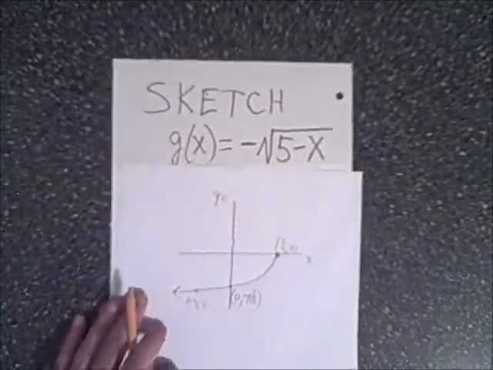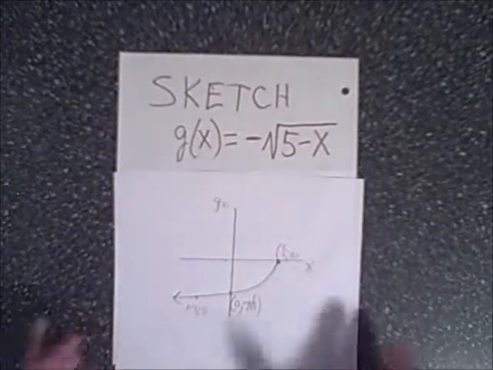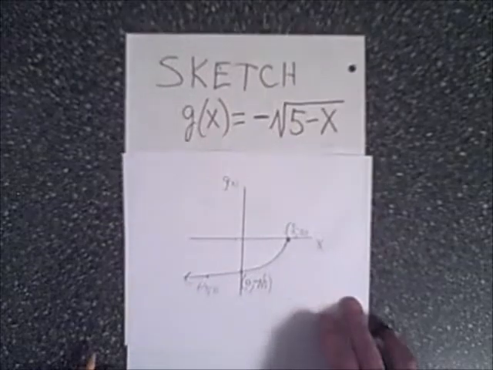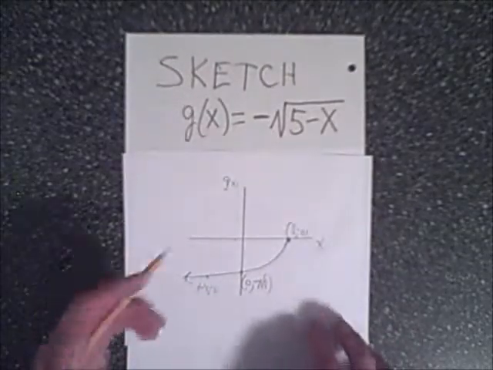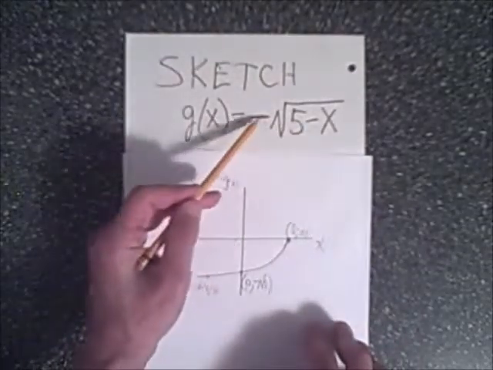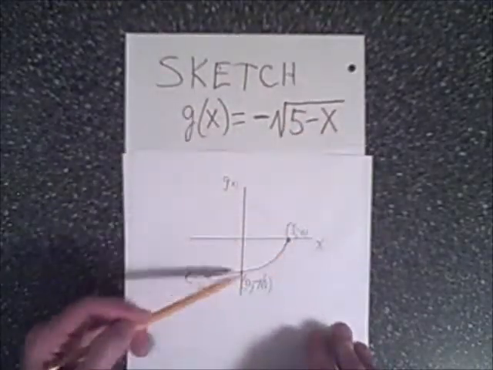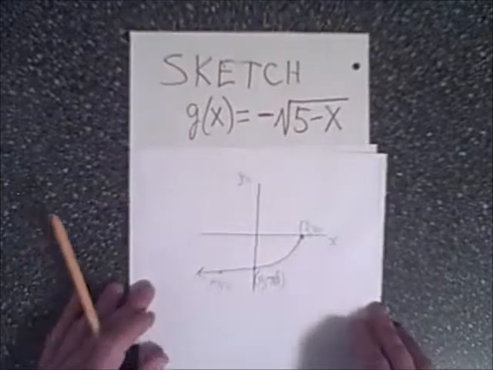So again, I did it from a couple different approaches. You might find something easier, like picking some points. But again, I always like to defer to finding a parent function and recognizing the shifts. These are the reflections, and this is the shift. And then I use some points to determine my dimensions.